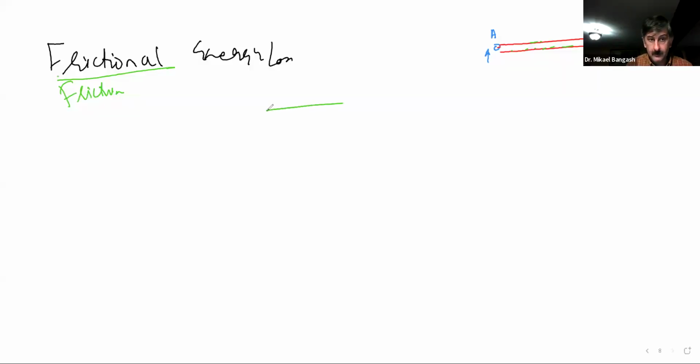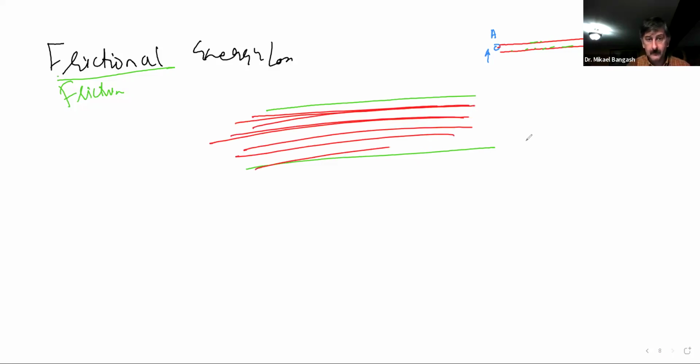In your blood vessel, if you have a blood vessel and blood is flowing in this blood vessel here, of course some of this blood, especially the blood that runs right up against the vessel wall, yes, there's going to be friction between this blood here and the vessel wall. Did that make sense?